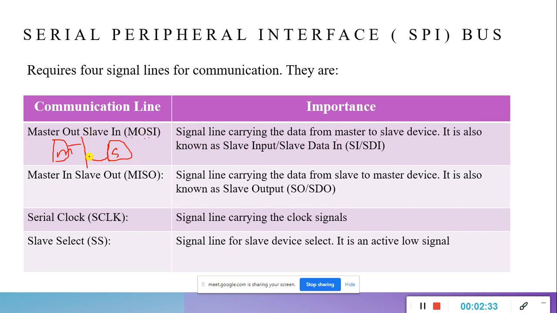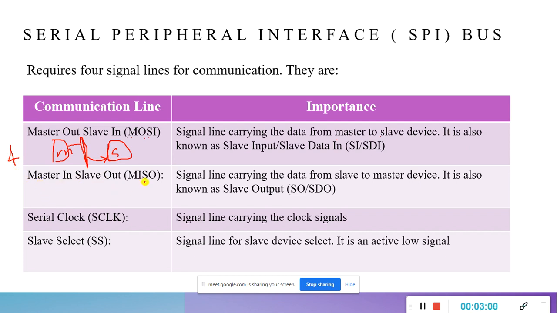The job of this particular line is to feed the data to the slave. Hence data is getting input to the slave, so it's also called slave data in or slave input. The second important communication line, so totally four important lines that we come across here. A line is nothing but a wire.